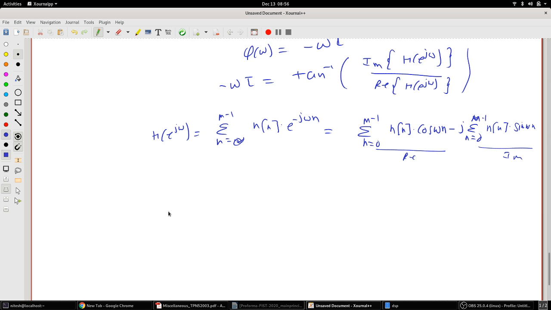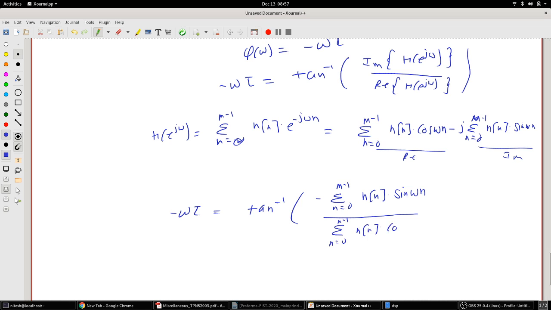So I can further factorize this as tan inverse of h of n. So this is a minus which comes out here. So this is a minus h of n sin omega n. So there is a summation sign here. So minus summation n equal to 0 to m minus 1 h of n sin omega n upon summation n equal to 0 to m minus 1 h of n into cos of omega n. So this is what I have.